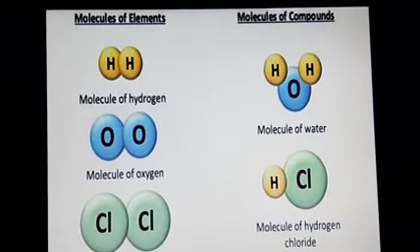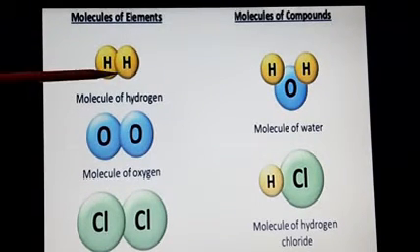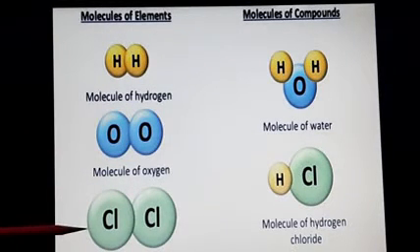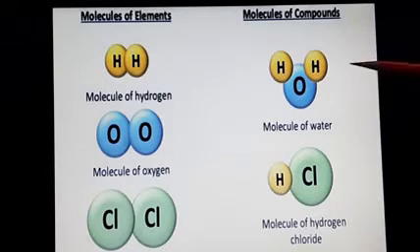Now we are asked to find out the difference between molecules of elements and molecules of compounds, and that is why I have taken this little slide here. You can see that the molecules of elements are made up of only one kind of atoms, whereas the molecules of compounds are made up of two or more kinds of elements. So we've got hydrogen element made up of two hydrogen atoms, similar with oxygen molecule and chlorine molecule. These are called elements because they have only one kind of atoms. A molecule which has different types of atoms forms a compound.